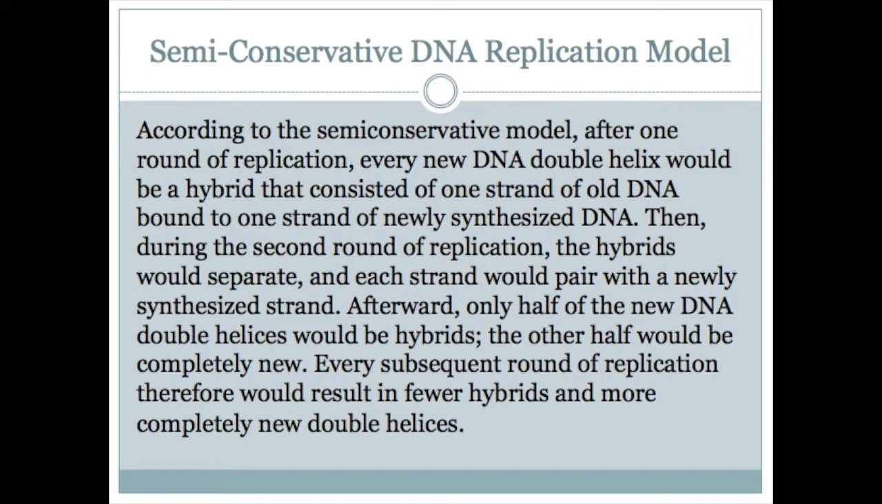Semi-conservative DNA replication model. According to the semi-conservative model, after one round of replication, each new DNA double helix would be a hybrid that consisted of one strand of old DNA bound to one strand of newly synthesized DNA. Then, during the second round of replication, the hybrids would separate and each strand would pair with a newly synthesized strand. Afterward, only half the new DNA double helices would be hybrids. The other half would be completely new. Every subsequent round of replication, therefore, would result in fewer hybrids and more completely new double helices.